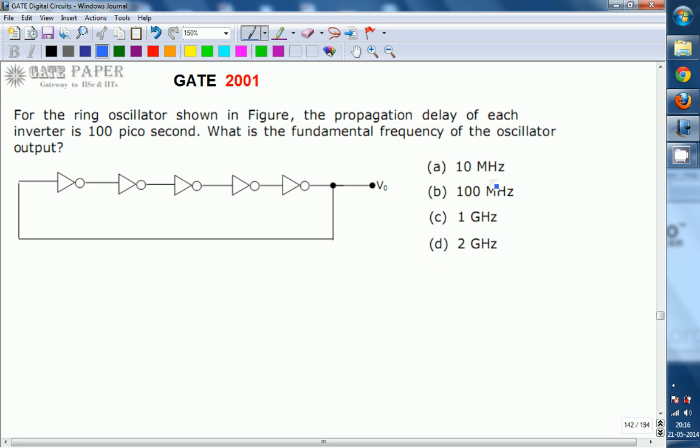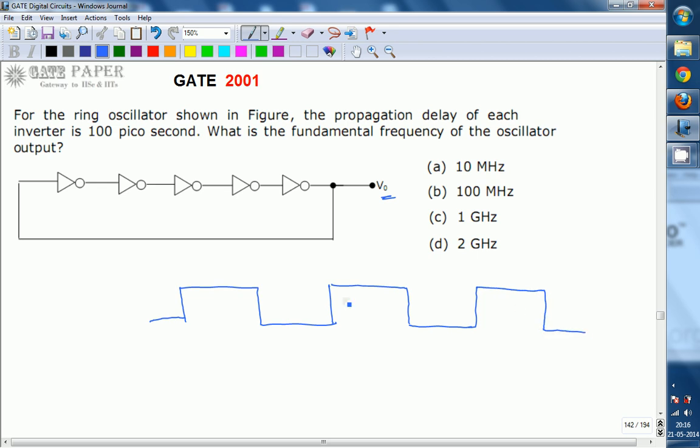So it was given that each inverter has 100 picoseconds of delay, and we are going to calculate the frequency of the oscillator output. At V0, what is the frequency at this point? Frequency is nothing but the reciprocal of the time period, and assume that this is the cycle generated, the output you are going to get. So it is a clock cycle we are going to generate.